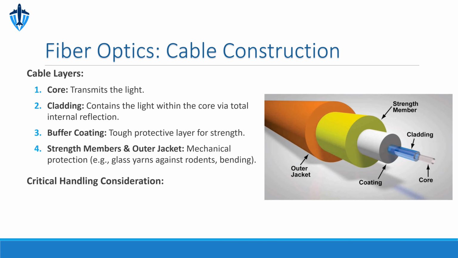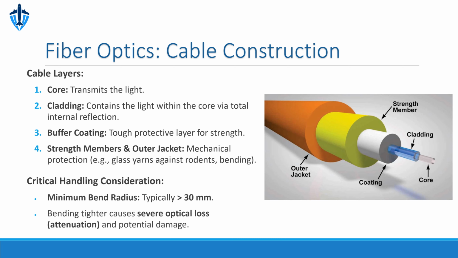A vital rule for technicians is respecting the minimum bend radius, usually no tighter than about 30 millimeters. Bending the cable more sharply causes severe signal loss and can permanently damage the fibers. This is a key point during installation in an aircraft's tight spaces.